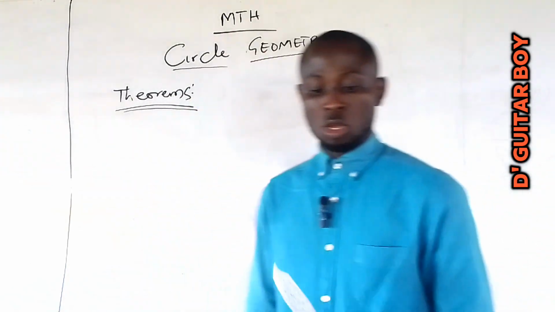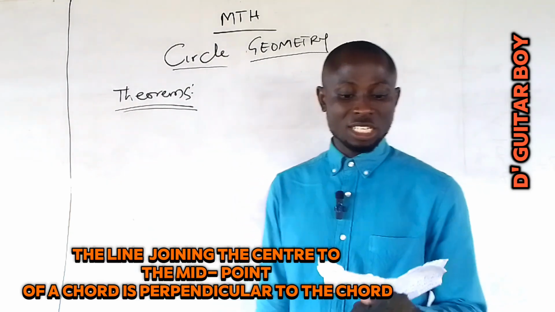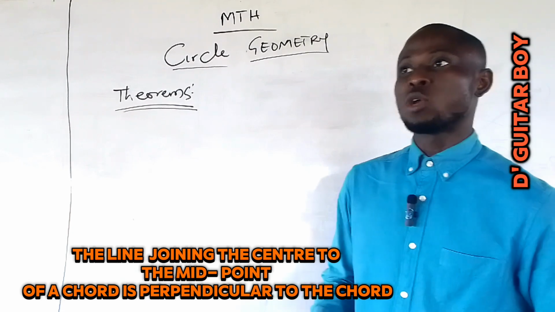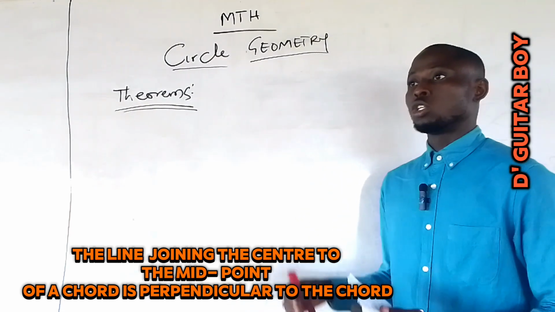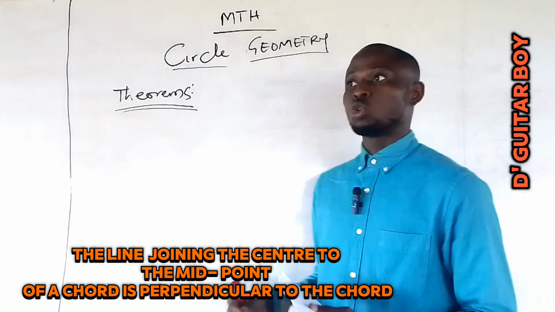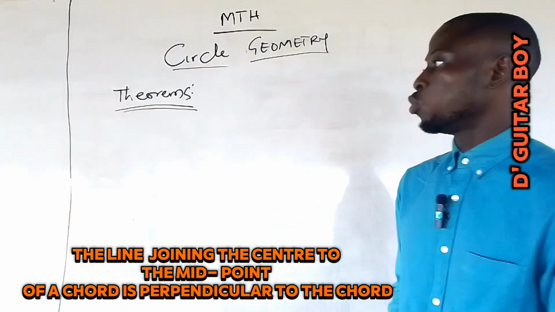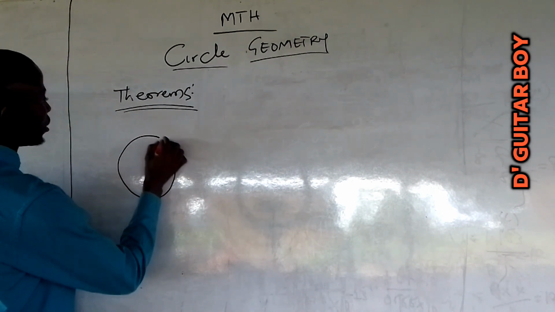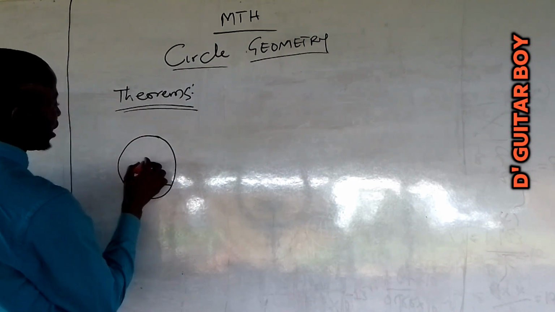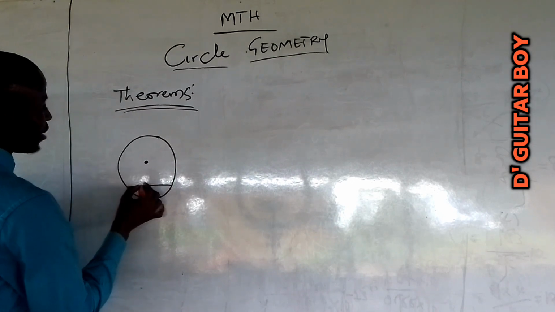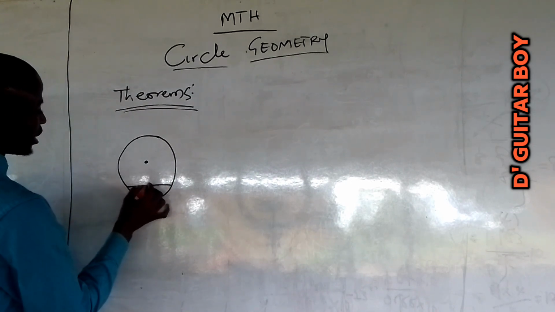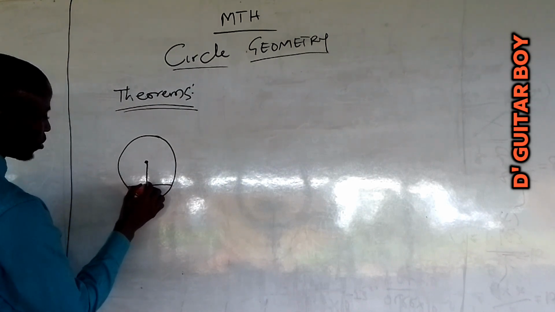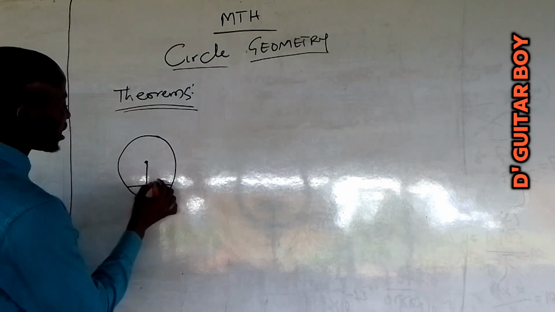The very first theorem states that the line joining the center to the midpoint of a chord is perpendicular to the chord. What does that mean? It means that when you have a circle like this, and this is a chord, let's say this is the center of the circle. If I know the midpoint of this chord, and I draw a line from the center of the circle to the midpoint of the chord, what it means is that this place is perpendicular.